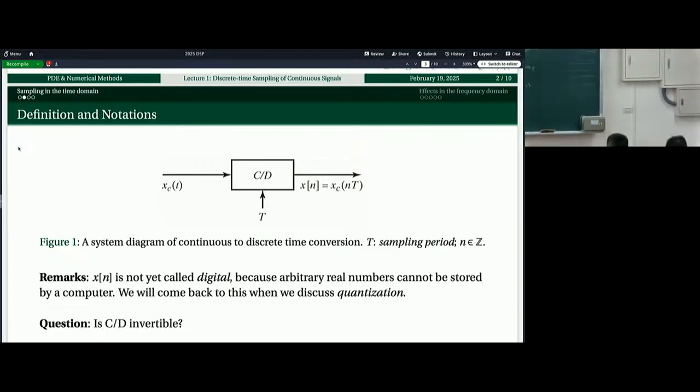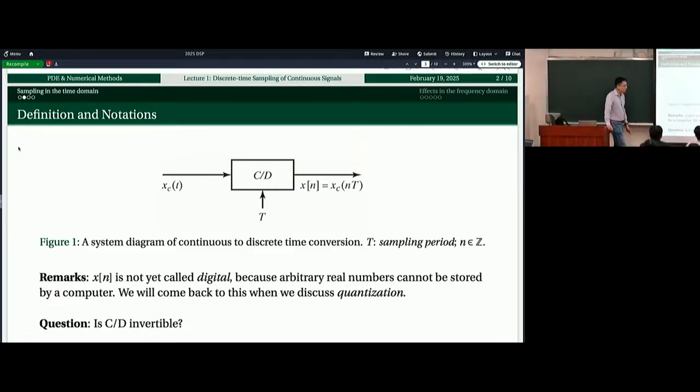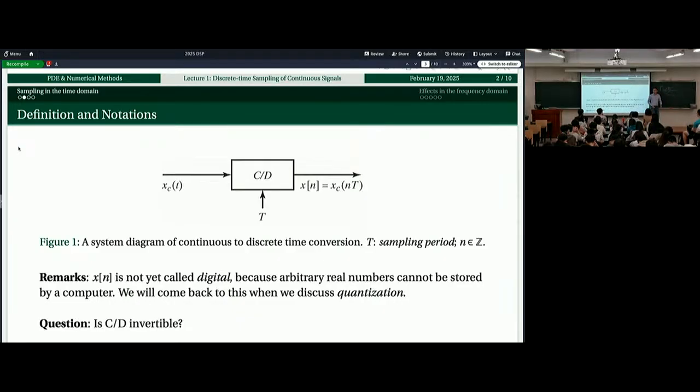That's a sketch. But now let me ask a question together. We need to wonder whether the C to D conversion is invertible. 是可逆的吗? Is the conversion invertible? What we mean is that when we convert the continuous time signal to a sequence of numbers, can the process go back? Can we reconstruct the signal out of its samples? If all we know is the discrete time samples, can we synthesize the signal back in continuous time? Is the C to D conversion invertible? Does the inverse exist?